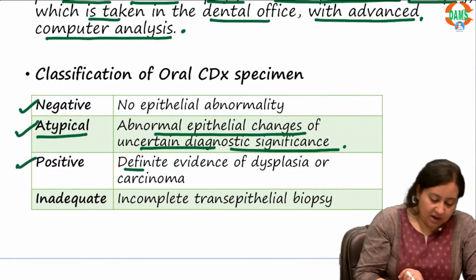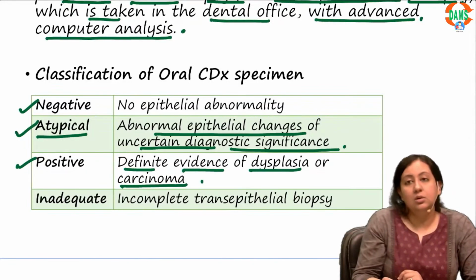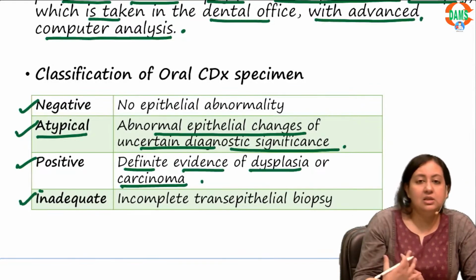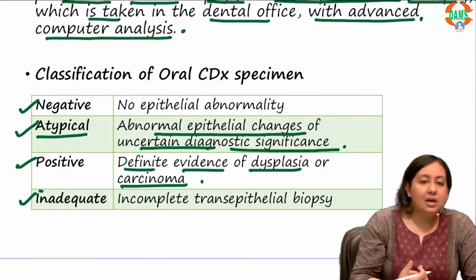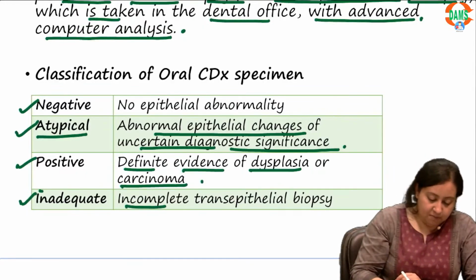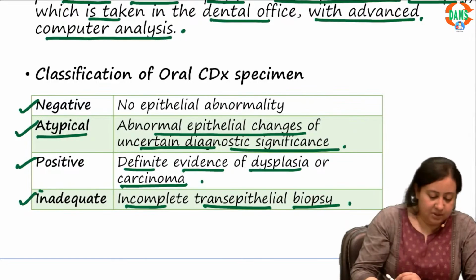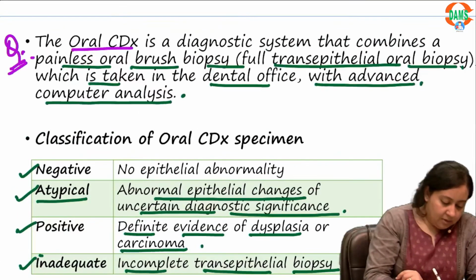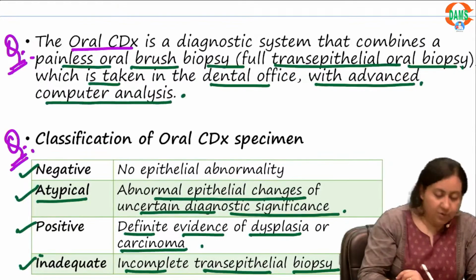Positive: definitive evidence of dysplasia or carcinoma. And inadequate, that means you have not collected a good sample. These cells that need to be examined are inadequate and no study can be carried out on them. So, incomplete transepithelial biopsy. So your brush biopsy is important. Questions can be asked from here.